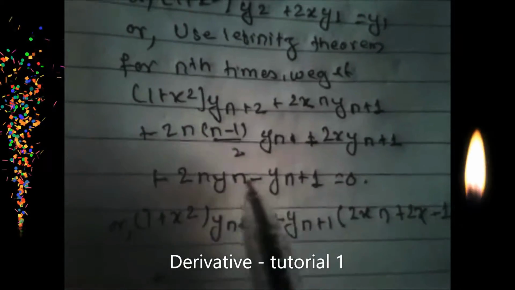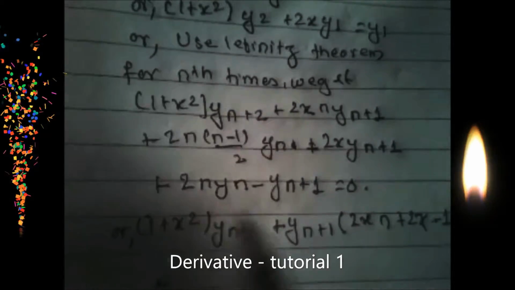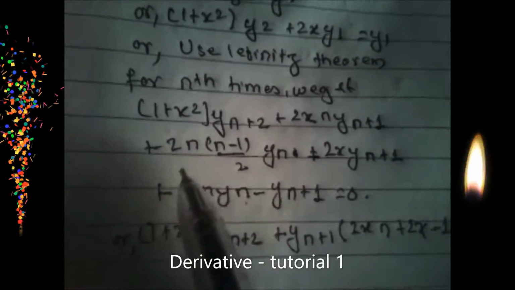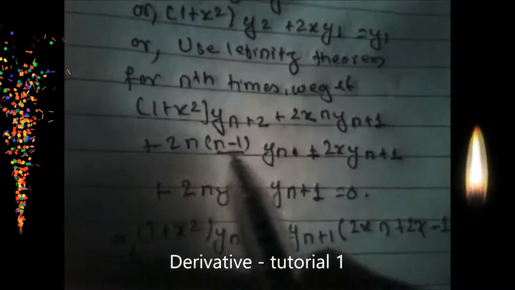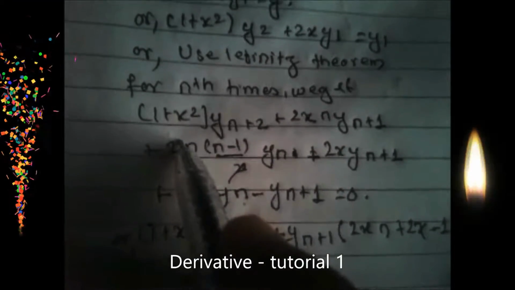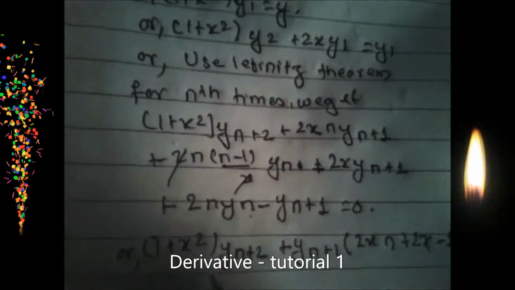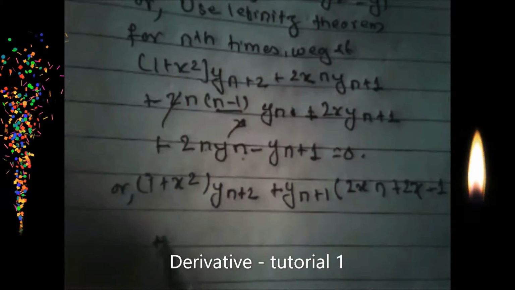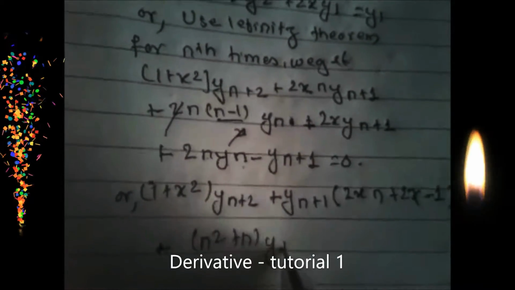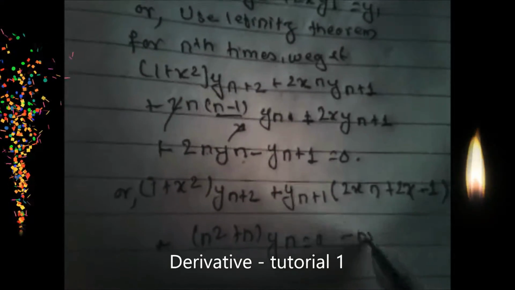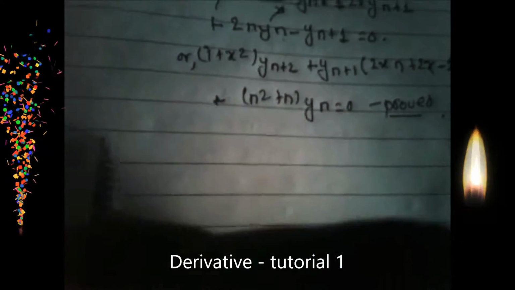Then we take the yn terms. Here is a yn term and here is a yn term, and 2n is common. This and this can be cancelled, and here is n, here will be minus n, so it would add up to (n² + n) yn = 0, which was asked to prove. We proved it. Now let's move to our second question.